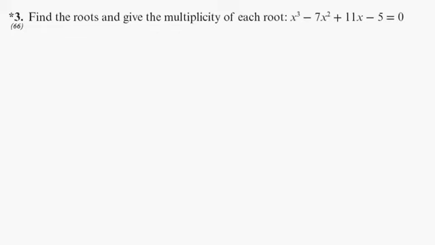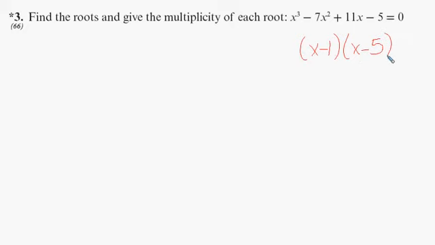3 is asking us to find the roots and give the multiplicity. So I'm recommending that we use, actually what I would use is Desmos. Because if you use Desmos and graph this, you can see where it crosses the x-axis, and those are the roots, okay? So that's how I started out. And then from there, I saw that x minus 1 and x minus 5 had to be factors, right?